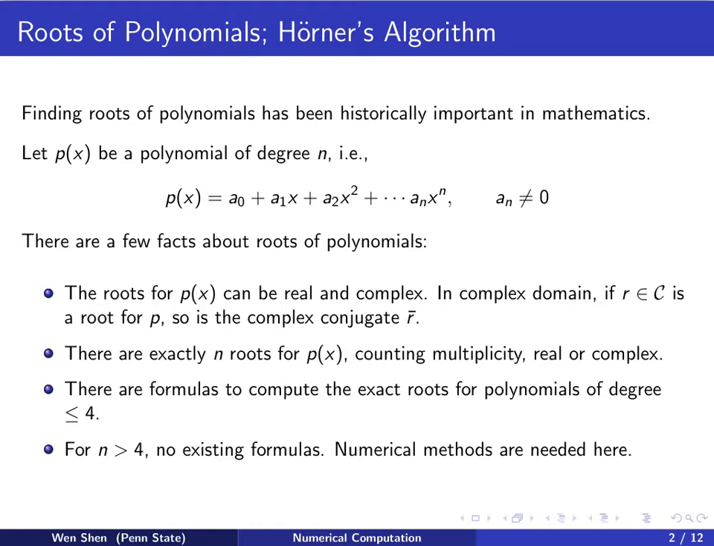Now, if you increase the degree of the polynomial to be bigger than 4, then there is no such good news. Abel, a Norwegian mathematician, proved that if n is bigger than or equal to 5, then there does not exist an explicit form to compute all the roots. Therefore, in general, one needs to apply a numerical method.